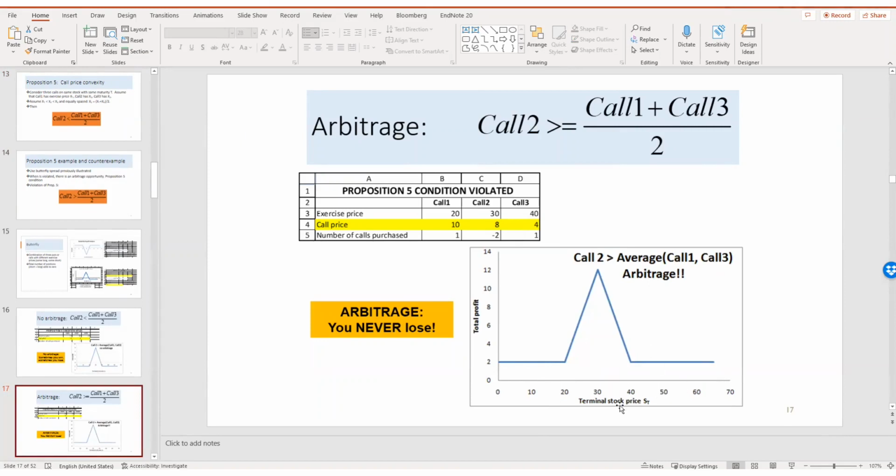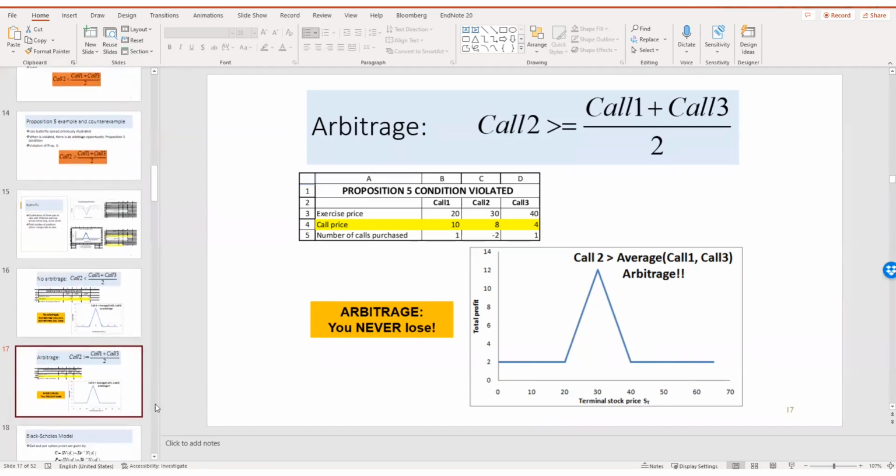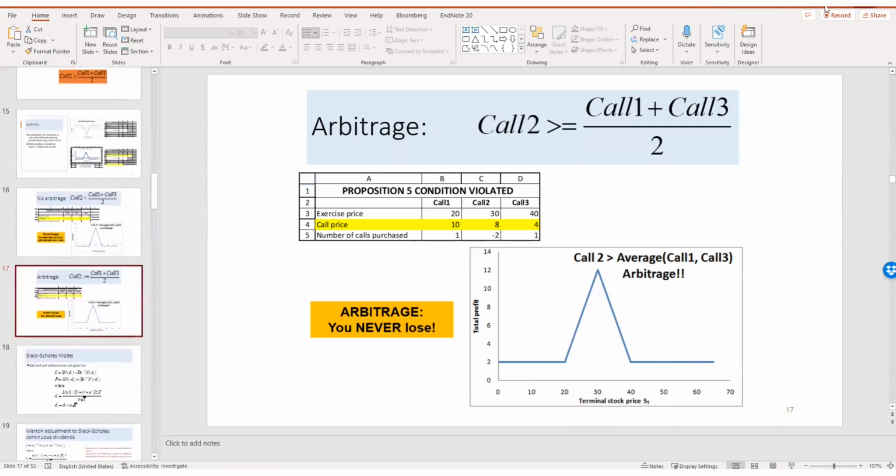So no matter what the terminal value of the stock price is in the future, it can fluctuate from 0 to 70, it doesn't really matter. Then what you obtain from the butterfly strategy is always some positive value. Sometimes it's even bigger if it falls in this range. But even if the stock price drops to some very low price or increases by a large amount, you always have a positive gain. So this is arbitrage. So this is for call.